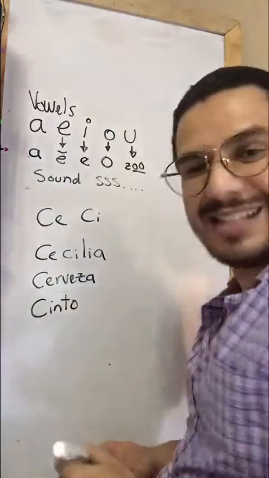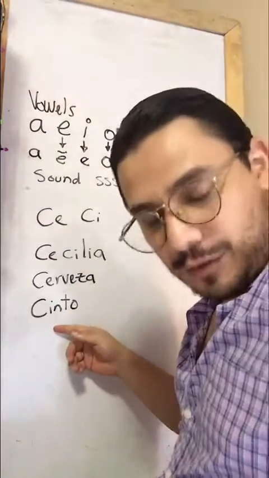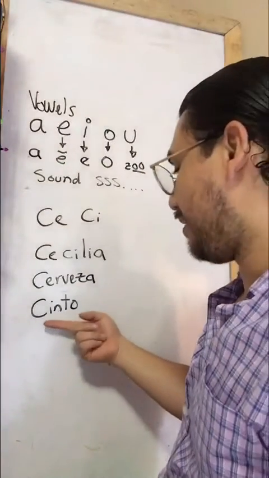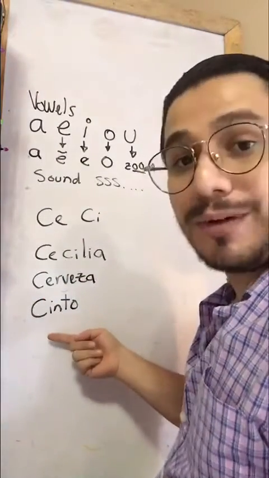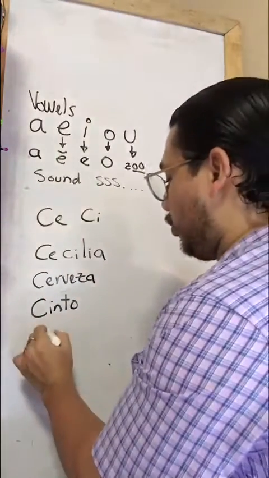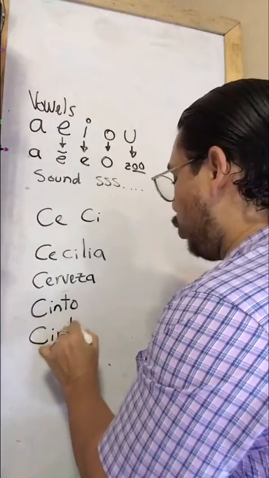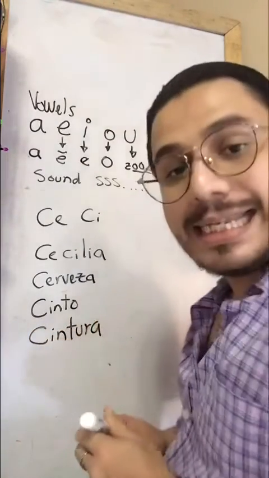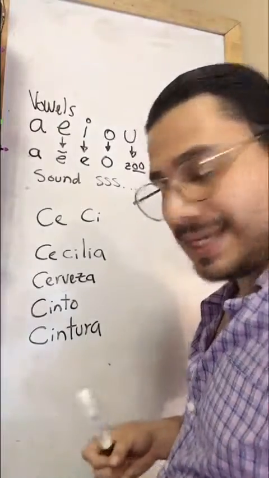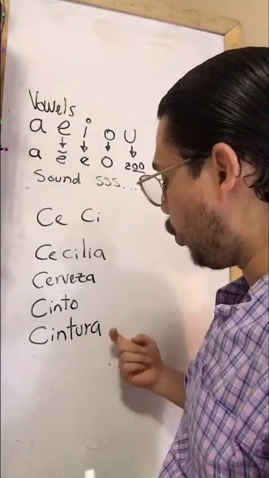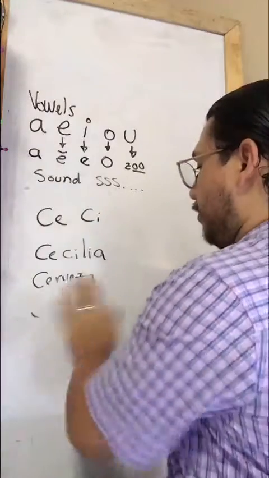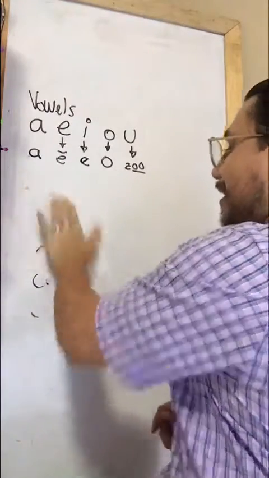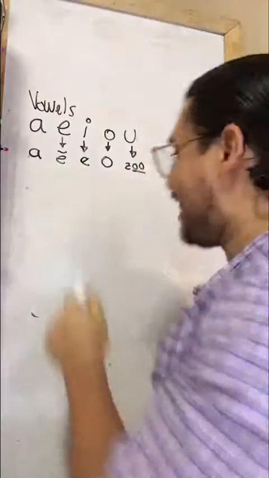Cinto. We don't say cinto, we say faja for the belt. But in proper books, when you read a book, you're going to see how people write cinto. Cinto, cintura. Cintura is your waist. Okay?